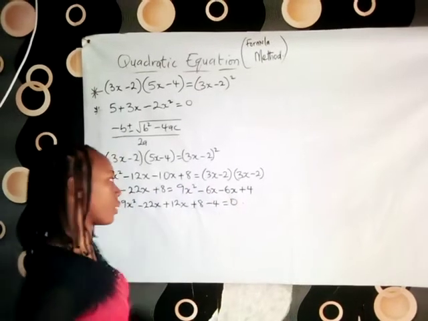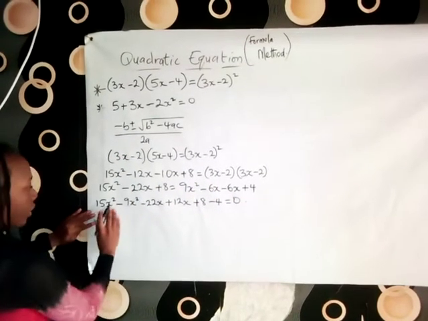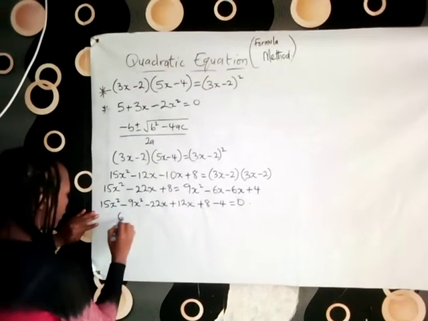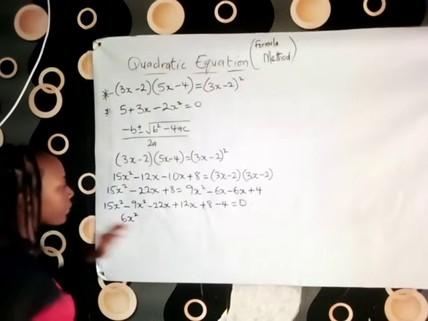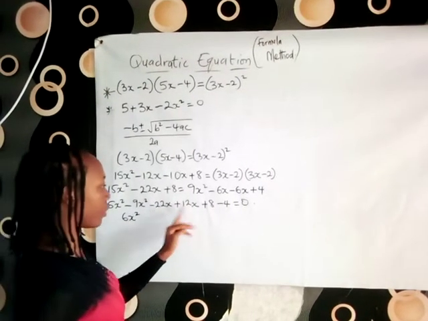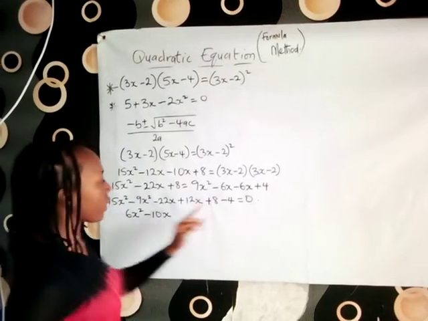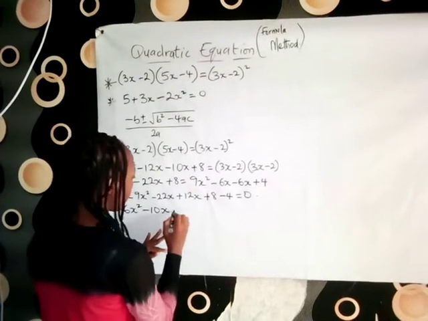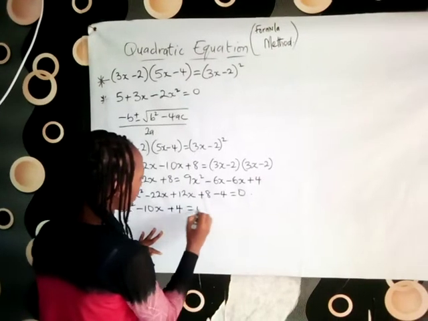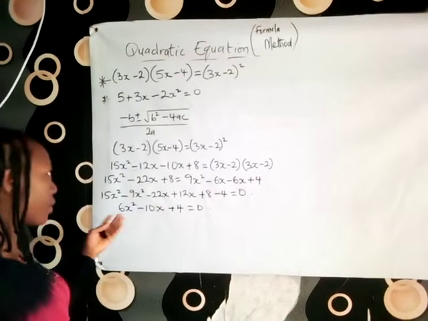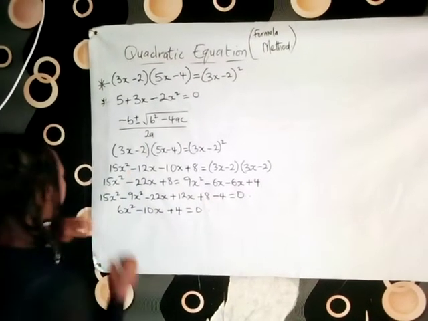as what? 0. So 15x squared minus 9x squared will give us 6x squared. Minus 22 plus 12 will give us minus 10x. Plus 8 minus 4 will give us plus 4 equals 0. Now from here, we can use our formula.